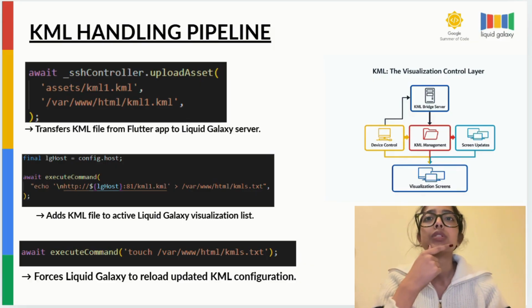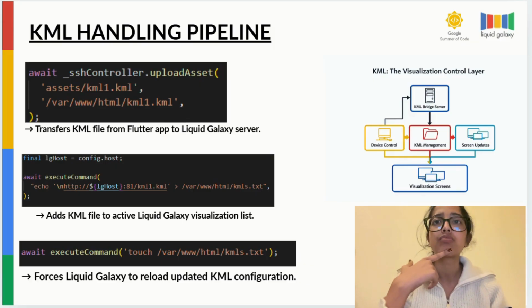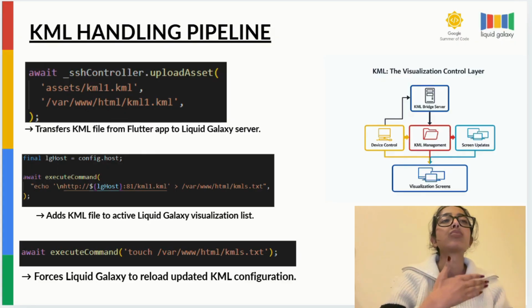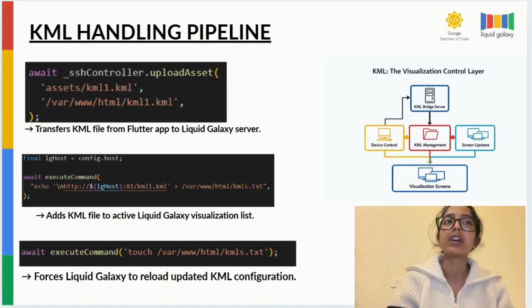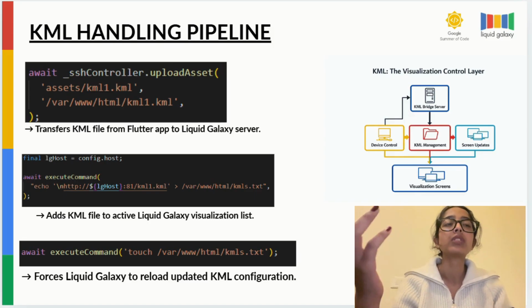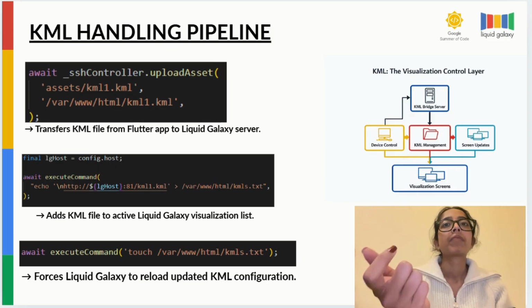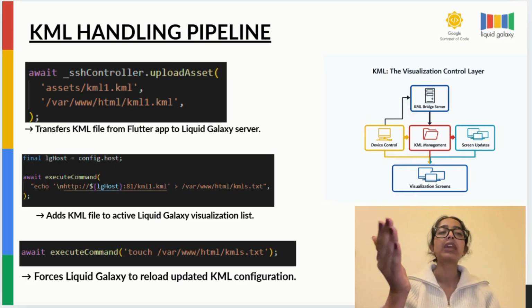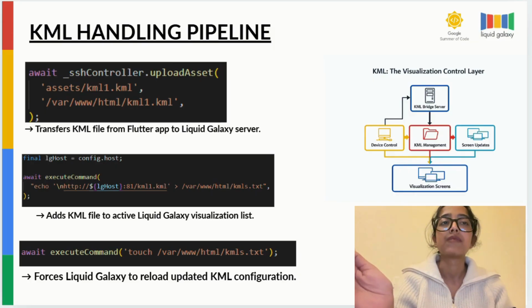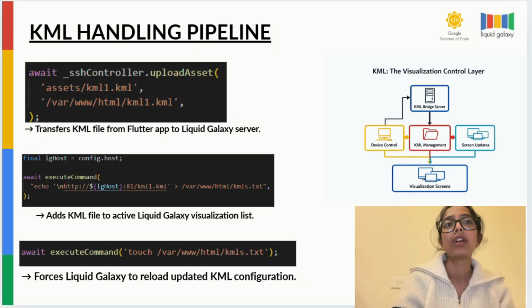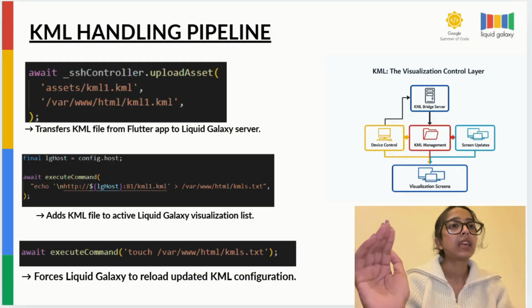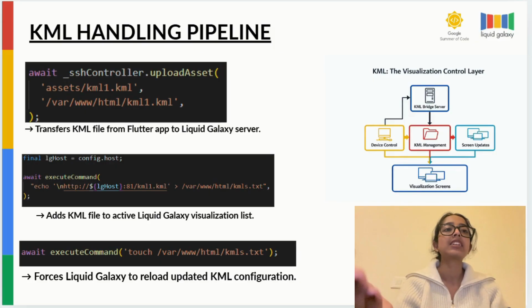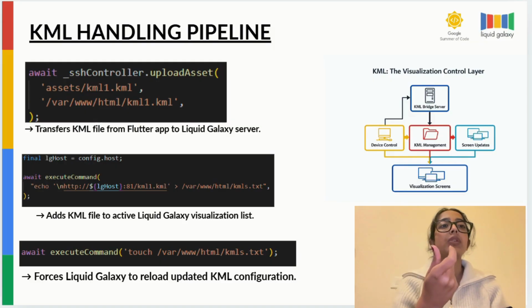Okay, so here in the first code block is transferring the KML file from the Flutter app to the Liquid Galaxy server. The process starts when the app uploads the KML file using the upload asset method, and thus transfers the KML file from the mobile device to the Liquid Galaxy server directly using SFTP. After the file is uploaded, the app updates the kml.txt loader file. This step registers the new KML file, so Liquid Galaxy knows this visualization should be activated.